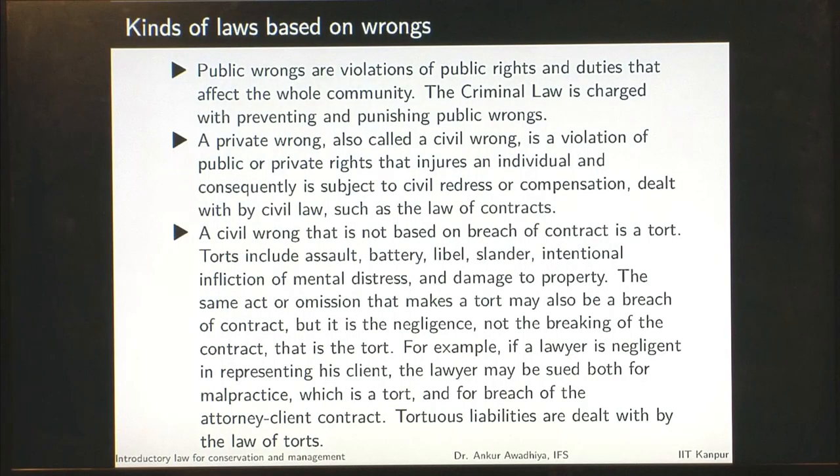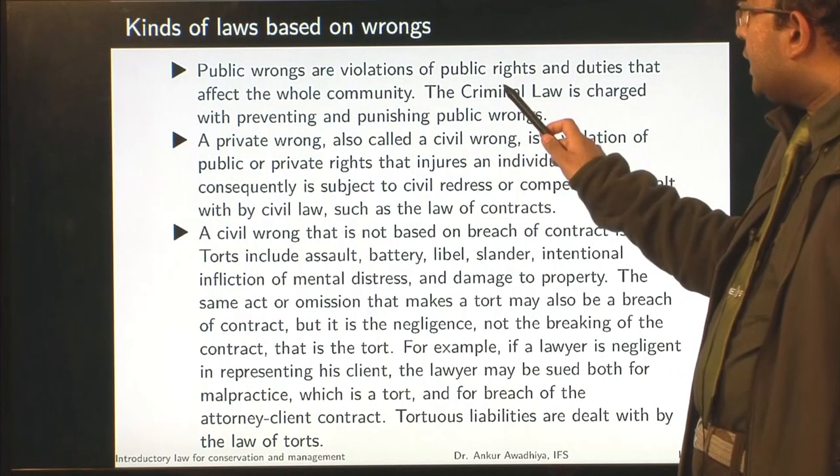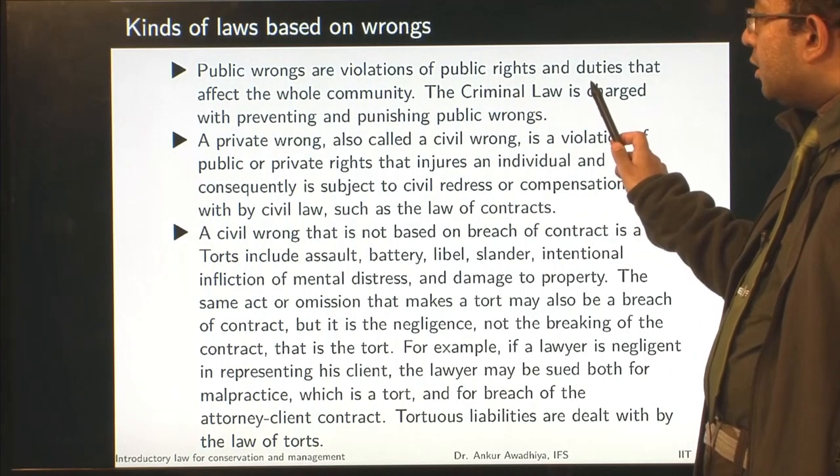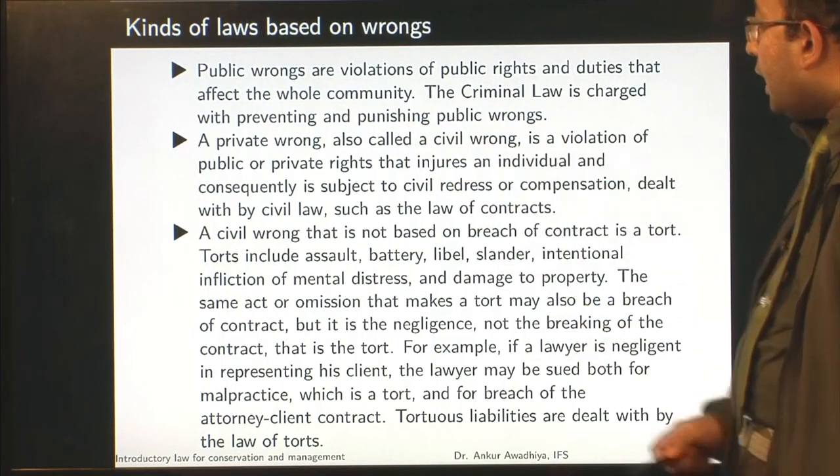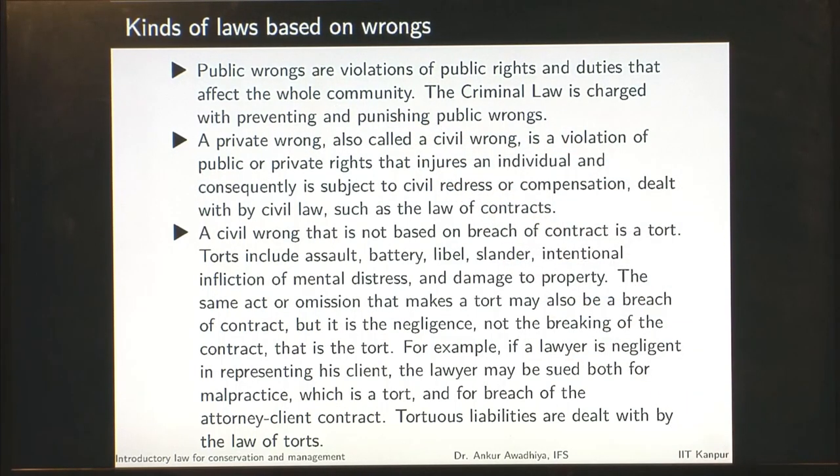Now, we can look at laws based on wrongs. So, public wrongs are violations of public rights and duties that affect the whole community, that affect the public. Public wrongs are violations of public rights and duties. Public means affecting the whole community. And the criminal law is charged with preventing and punishing public wrongs.